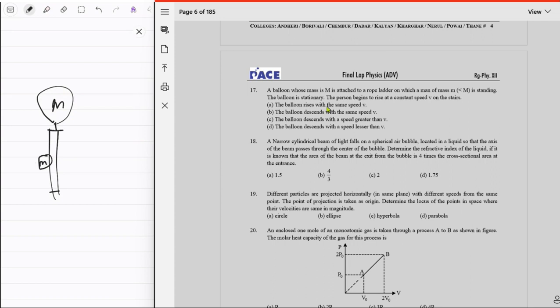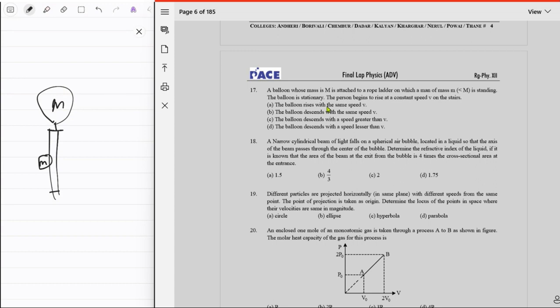The person begins to rise at a constant speed v on the stairs. Right. With respect to stairs or with respect to what? I think with respect to us, right? Okay. The balloon rises with the same speed v. Oh, और क्या बोल रहा है? That m is less than M.